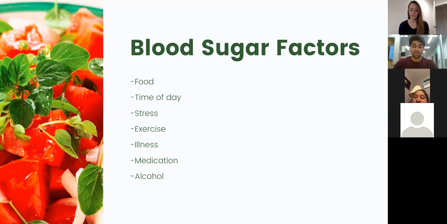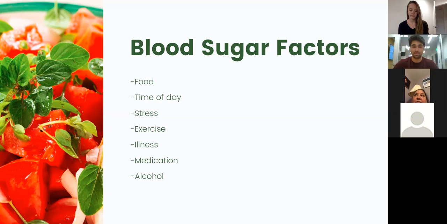And then stress is something that can actually raise your blood sugar. When I was in my undergraduate and I had a big test and maybe I didn't study the best and I was a little bit stressed for it, I would definitely notice that it would have an effect on my blood sugars if I was worrying.